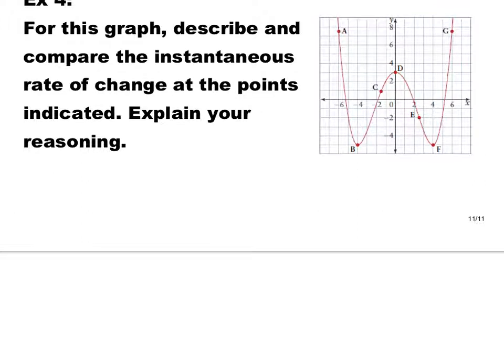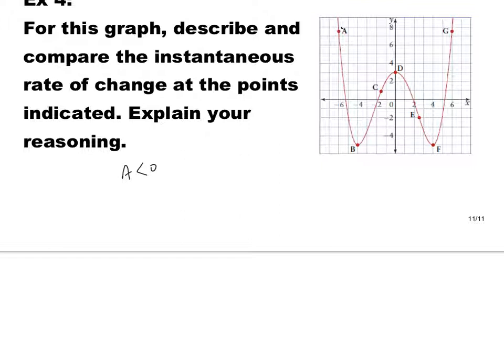The next question is asking us to compare the instantaneous rate of change at different points A, B, C, D, E, F, G on this graph. Let's start with point A. At point A, the instantaneous rate of change is going to be the slope of a line which is going to be passing through point A. Since from left to right our tangent at point A is going to be decreasing, this means that the instantaneous rate of change at point A is less than 0, is negative number.